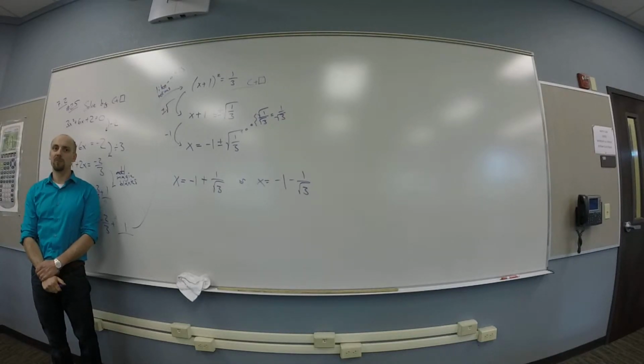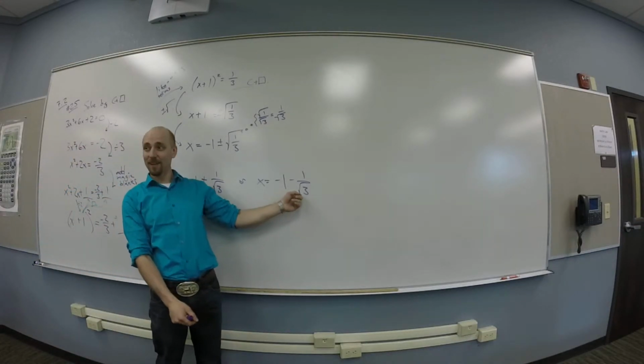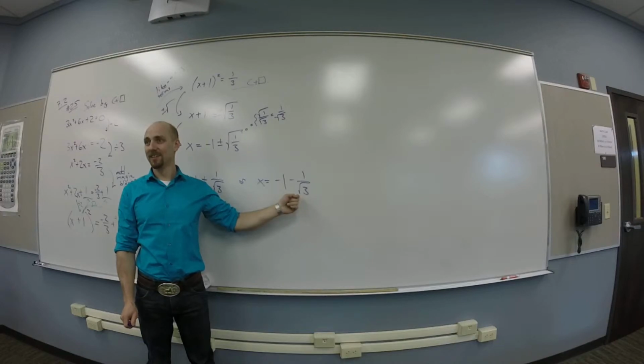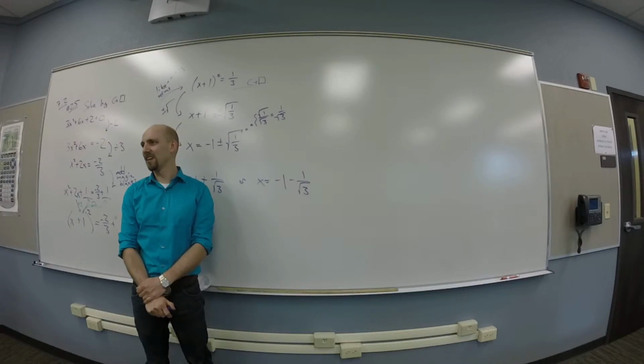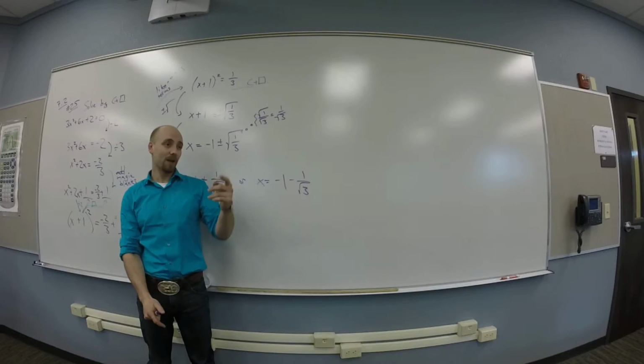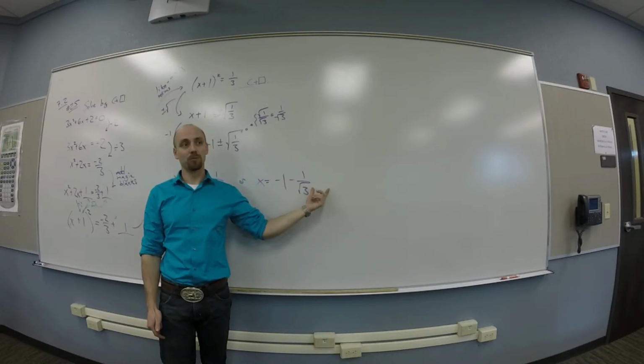Is this the answer that's going to be in the back of the book? No. What does the back of the book do? It rationalizes it. They get rid of the radical in the bottom, right? So the way they do that is by, well, how do they do that? They multiply this piece by 1. It's not an approximation, it's actually equal.